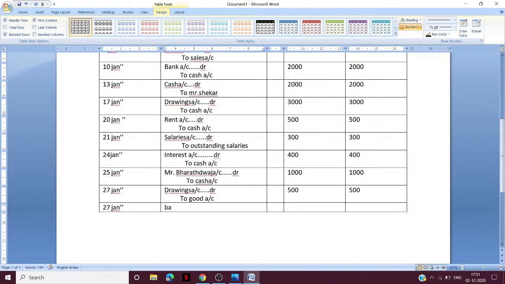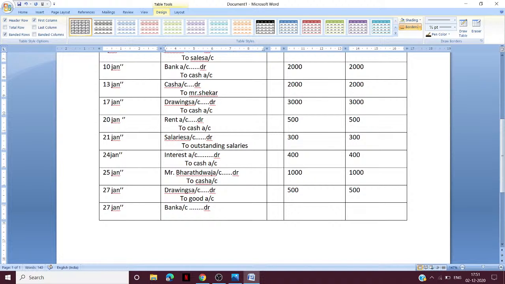So bank account debit to, from whom we are receiving, Mr. Raju account. So this is the transaction. What is the amount given? 2000 on both the columns.